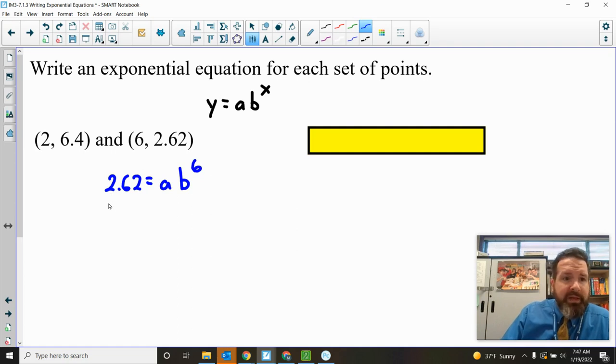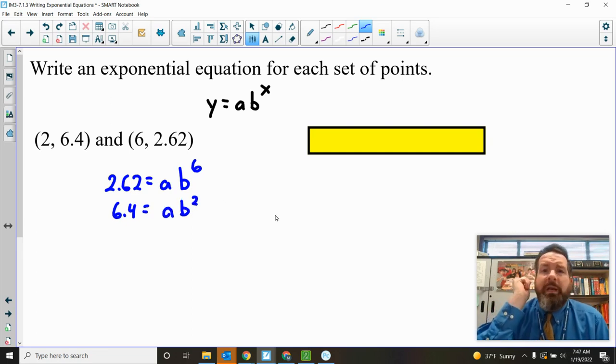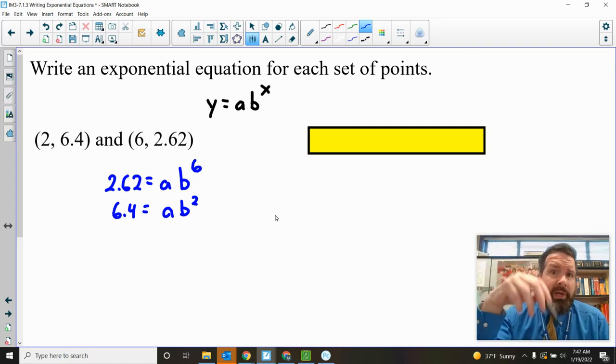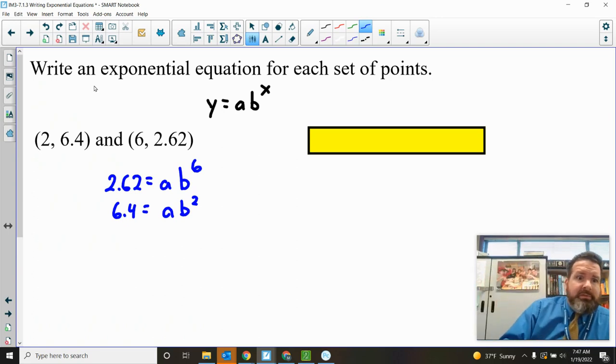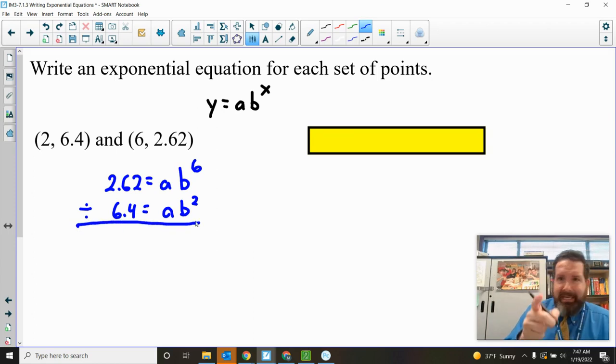Then let's do the same thing with the other one. 6.4 equals a, b to the power of 2. Now what we're going to do is eliminate one of these variables. Now you may have done this with systems of equations in a previous class. We're going to do a similar thing here, except instead of subtracting the equations, we're going to divide the equations. And let's see what happens.